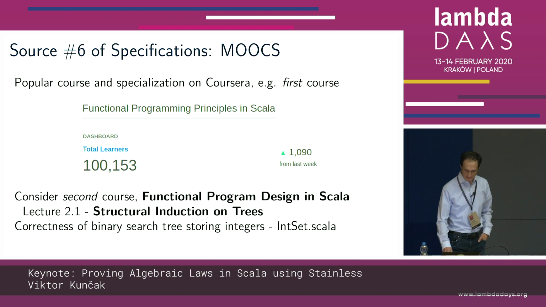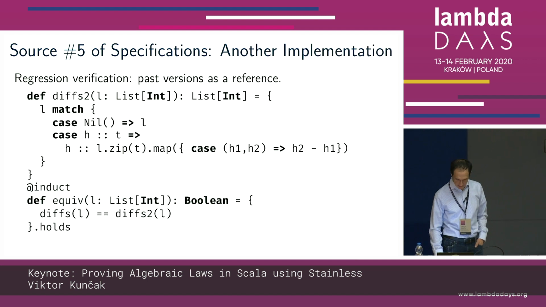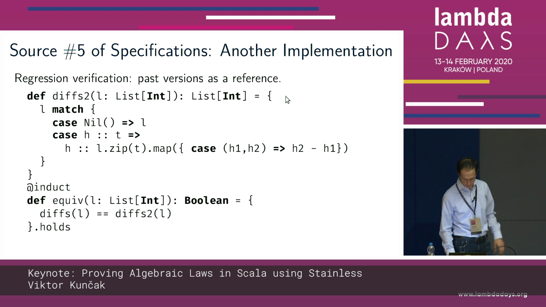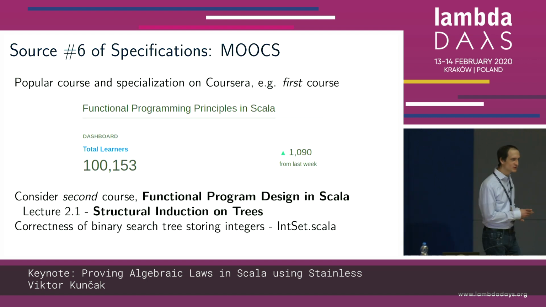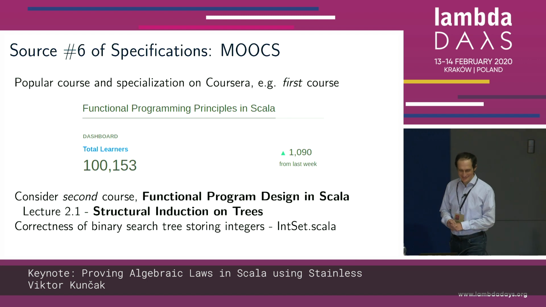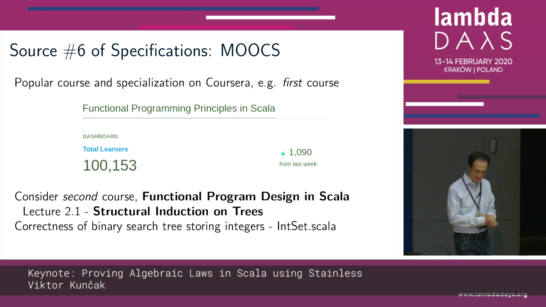Okay, so that's another source of specifications, and you saw examples that came in questions yesterday, where if you have a previous version of your code and you made substantial changes, then you can do regression verification just like you do regression testing. Okay, another source of specification are MOOCs. So I'm basically just going to use an opportunity to present a kind of algebraic specification for a data structure.